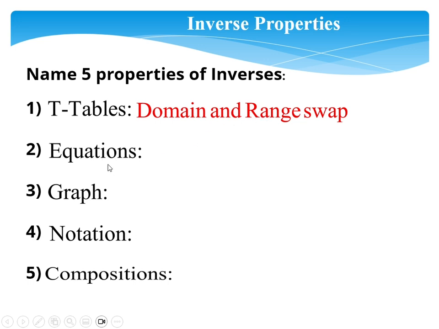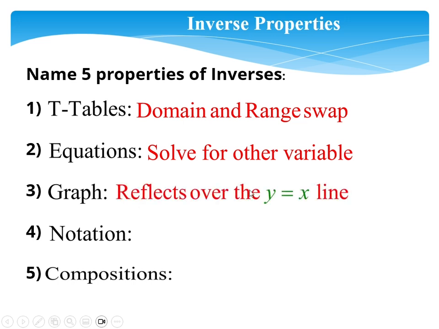Now the equations, when it comes to the equations, you just swap the variables, just like with the t-charts, and you solve for the other variable. I'm going to show you what I'm talking about here in just a moment. Now when we're looking at the graph of an inverse, the graphs are a reflection of one another over the y equals x line. A y equals x line is a linear equation that has a slope of 1, so it's going to be a diagonal line that goes like this, okay, and it has a y-intercept of 0, so it's crossing right through the origin.